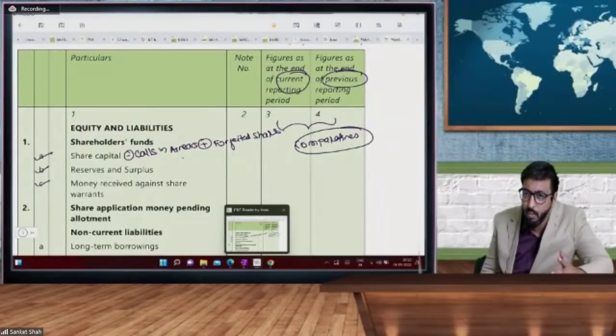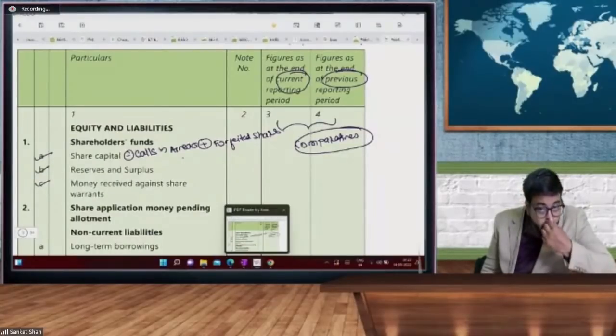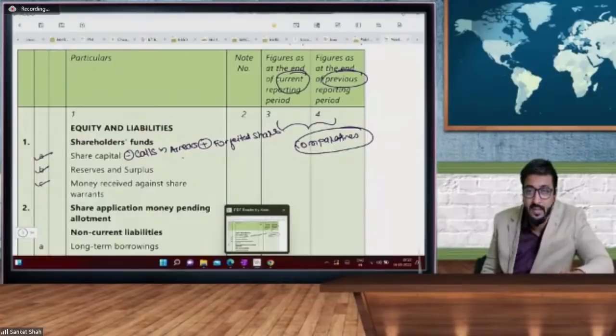In a sole proprietorship, are you showing reserves and surplus separately? Or in partnership, are you showing reserves and surplus separately? Then why for the company? What do you think? Yes, any one of you. Okay, waiting for your answer.